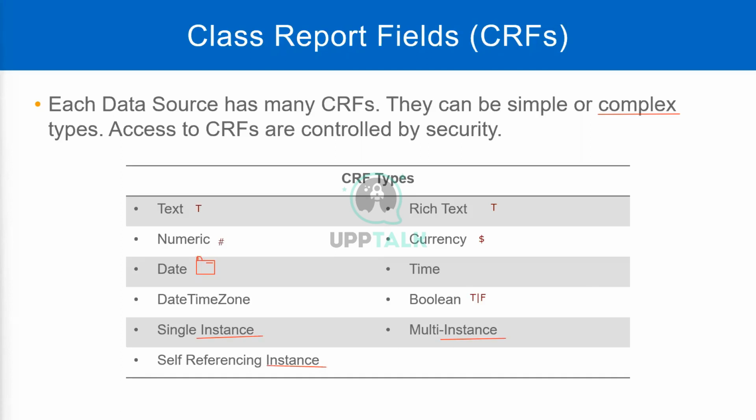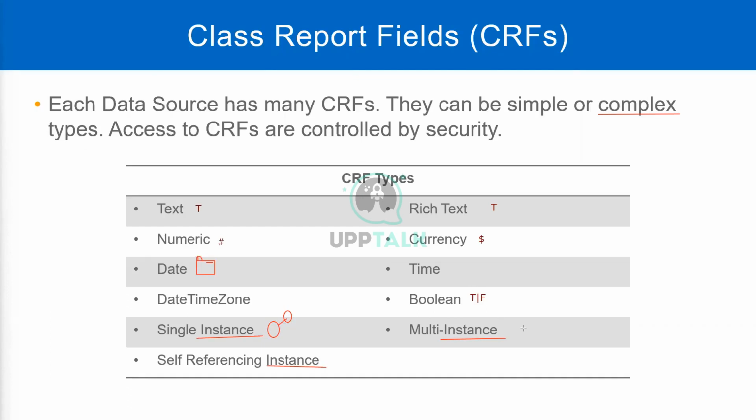So a single instance looks like this. Let me see if I can draw it correctly. There will be a big circle, and then there is a small circle like this, and then there is a link between the two. So this is one object, this is another object, and it is linked, so this is a single instance. Between them, there is a single relationship between these two objects.